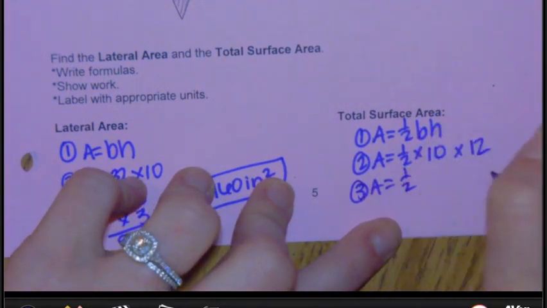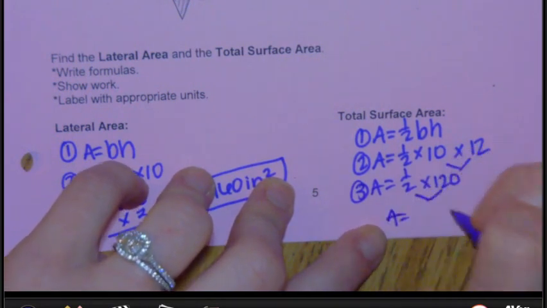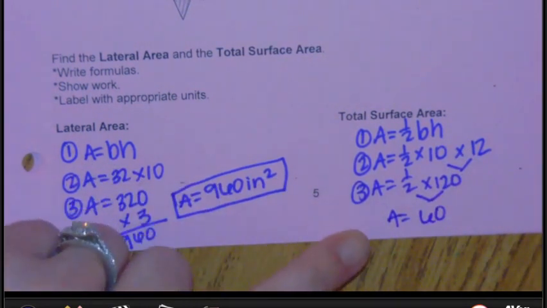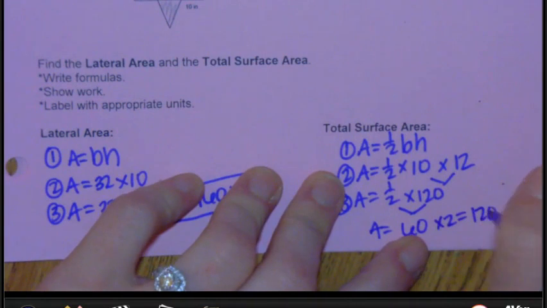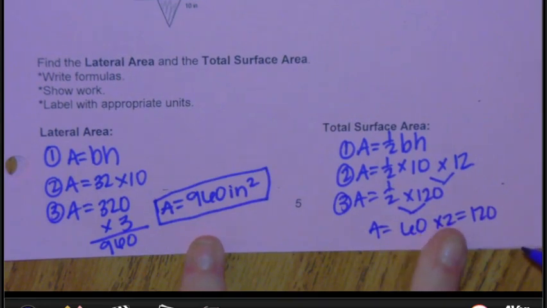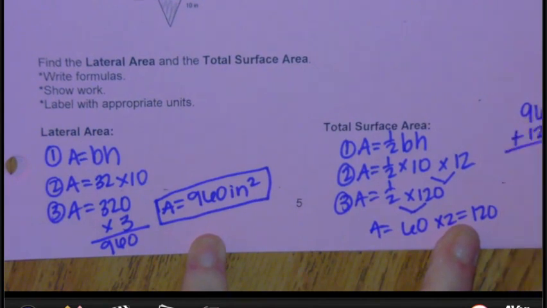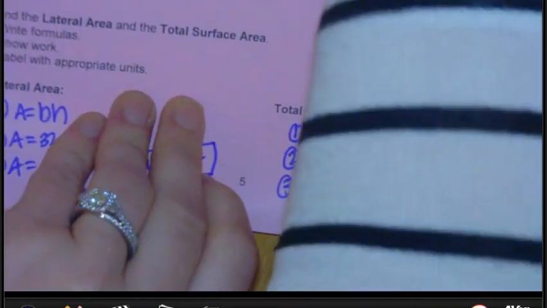All right, so now I'm going to solve. So area is equal to 1/2. Well, 10 times 12 is 120. Area is equal to, well, half of 120 is 60. And I have 2 of these. I have 2 triangles, so 60 times 2 is 120. Now, this is not the total. This is only the area of my bases. So I need to add the lateral and the bases together. So 960 plus 120, 0, 8, 10, to get a grand total area of 1,080 inches squared. Oh, sorry, can't see it.